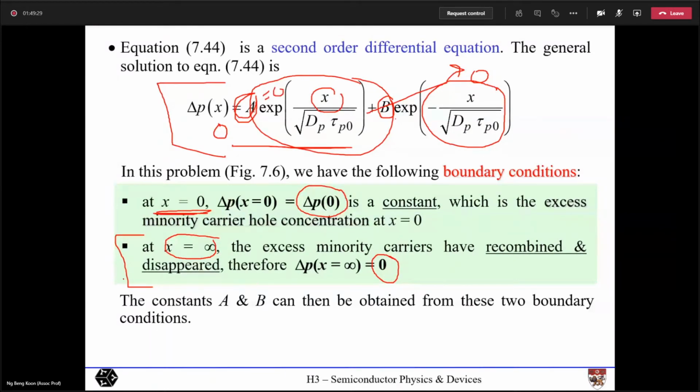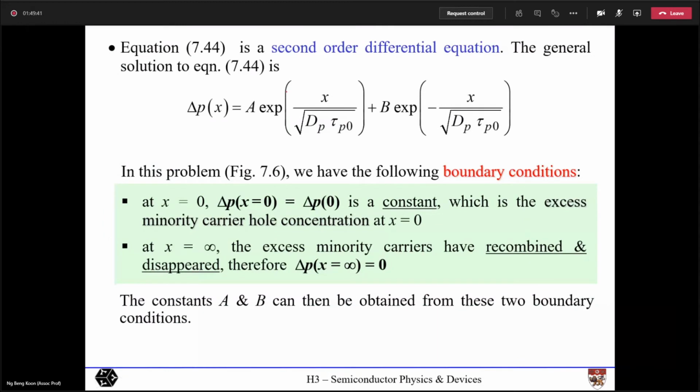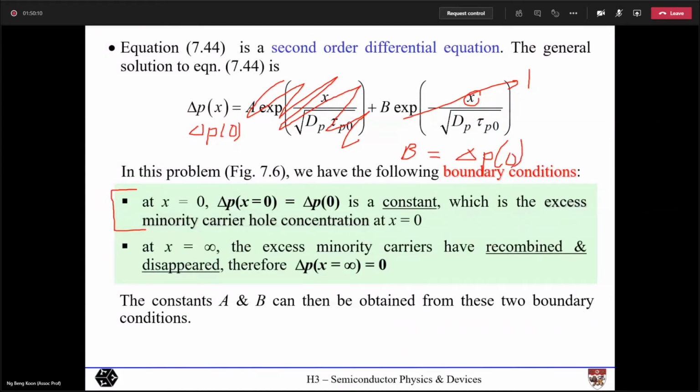Okay, so applying the second boundary condition, we establish that A is actually equal to 0, right? That will basically say that the first term is gone, and what you have left is the second term. If you apply now the first boundary condition, when x equals 0, the left-hand side here is delta P of 0, some known quantity. And if x equals 0, you take the exponential of 0, this goes to 1, right? Which means that B must be equal to delta P of 0, some known value.